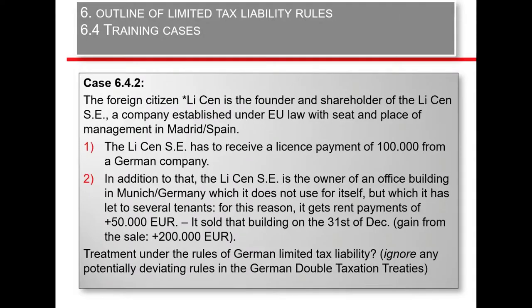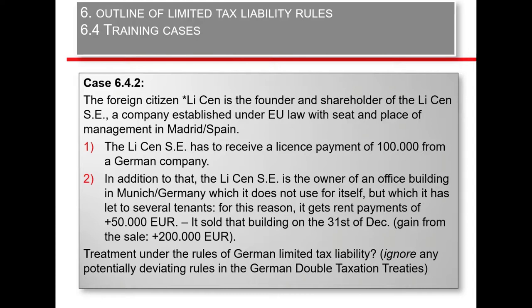Now here we have another case, indeed as promised, or as I threatened. The foreign citizen Li Zhen is the founder and shareholder of the Li Zhen SE, a company established under European Union law with seat and place of management in Madrid, Spain.